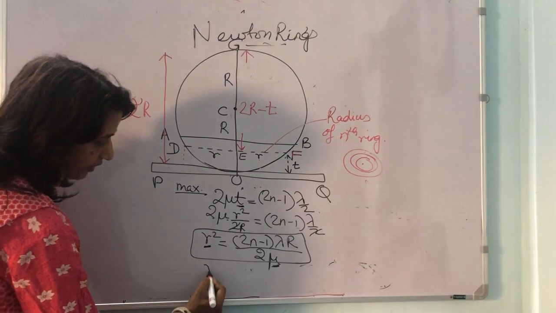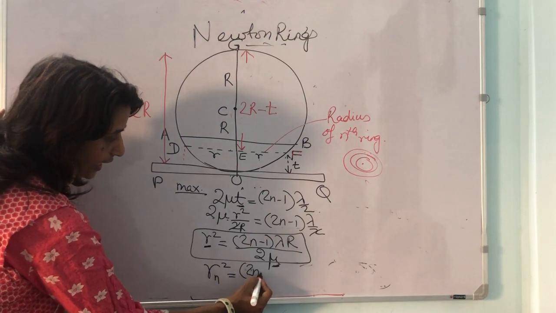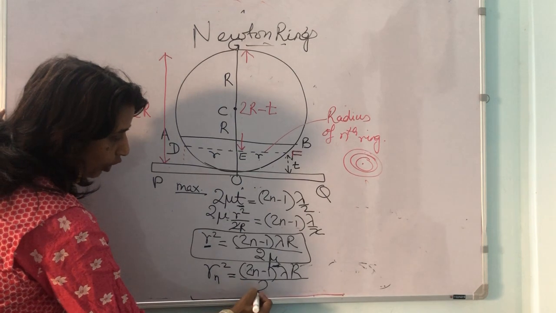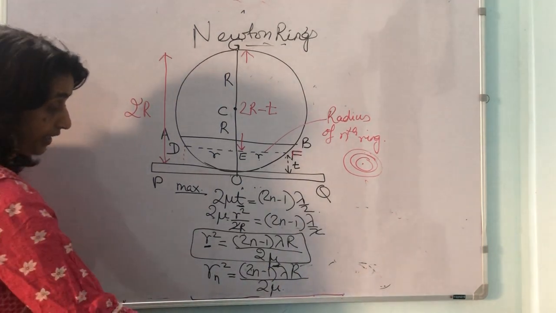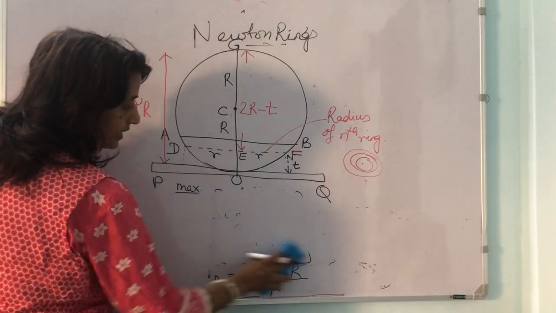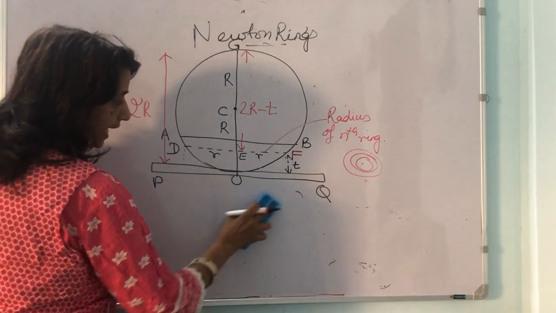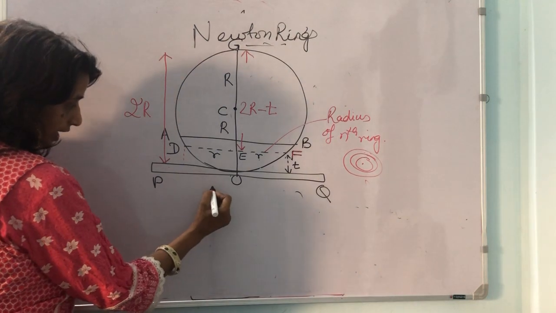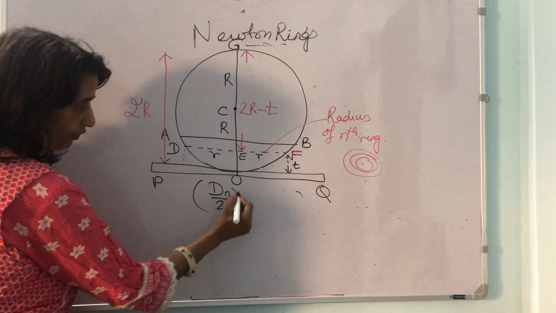So I can even write Rn square is equal to (2n minus 1) lambda R upon 2 mu. And what is radius? Radius is half of diameter. So I can write Rn is equal to dn upon 2, where dn is the diameter of the nth ring.